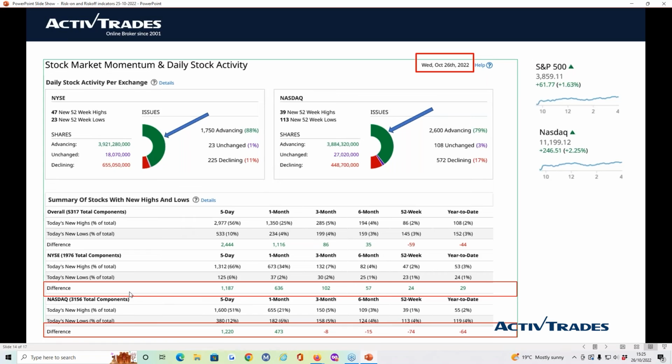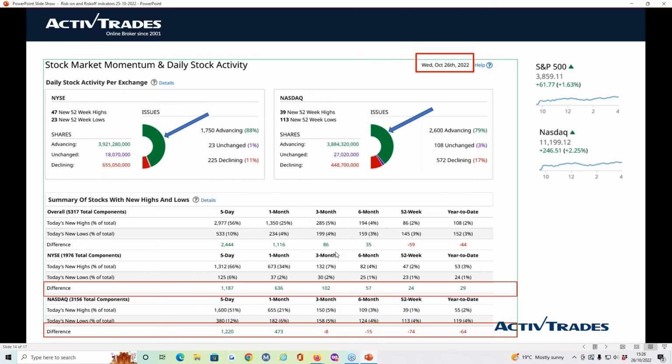And again, we have the same or similar data here, but the differences in performance are clear. If we look at the actual composite difference, 2,444 stocks posted new 5-day highs in Tuesday's session, and 1,116 did so on a 1-month basis. So that's far more risk on, far better momentum, more buying interest, more buying power, shall we say, in the market, as characterized by these events.